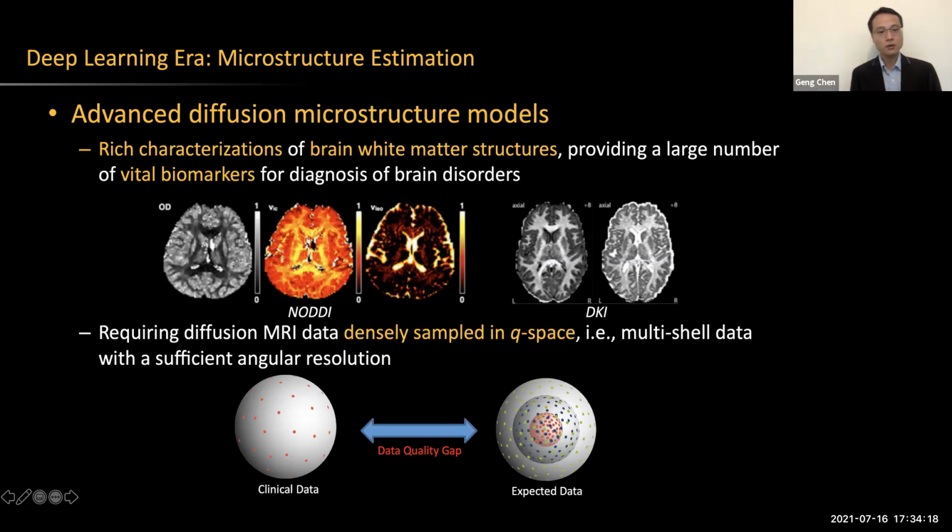Both NODDI and DKI require diffusion MRI data densely sampled in Q-space. That means for the fitting of these models, we need to acquire multi-shell diffusion MRI data with sufficient angular resolution. However, clinical data is usually acquired using a single-shell spherical sampling with sparsely sampled Q-space. But the expected data used for fitting these advanced microstructure models is usually multi-shell, and the angular resolution is higher than the clinical data. So there is a large data quality gap between the clinical data and the data we expect.